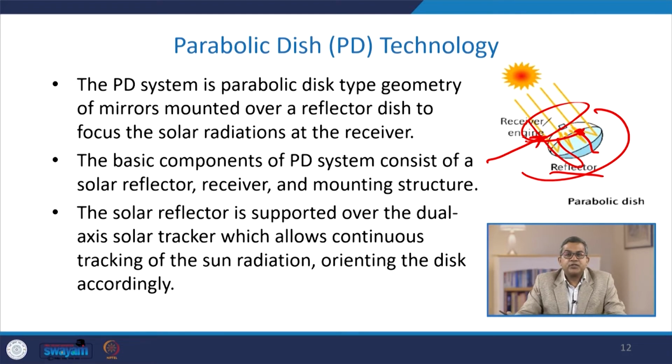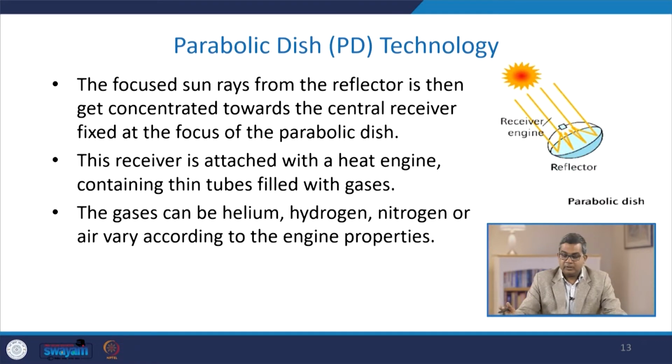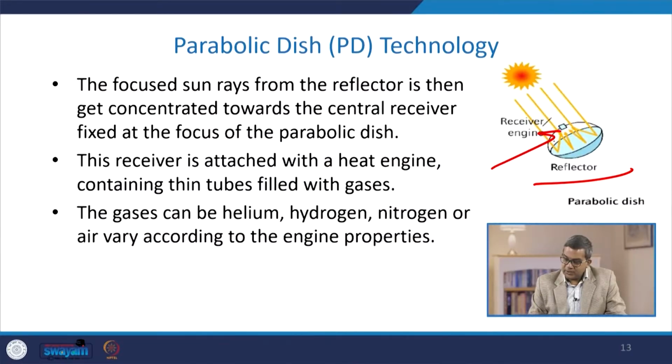and a mounting structure. Now, this solar reflector is supported over a dual axis solar tracking system, which allows continuous tracking of the sun's radiation, orienting the dish accordingly. The focused sun rays from the reflector are then concentrated towards the central receiver, fixed at the focus of the parabolic dish. So, focusing is important.